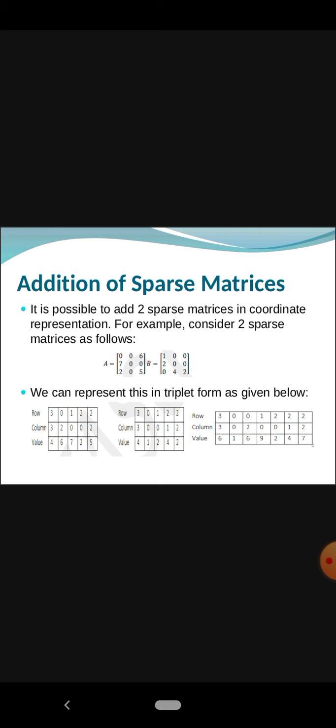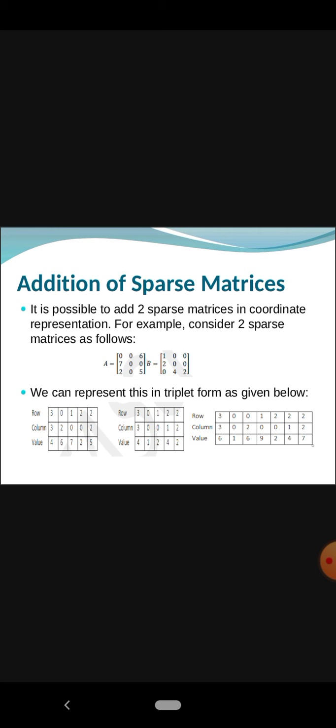So the first non-zero element is 1. Then we can write 0, 0, 1. Next one is 2. 2 is at the first row. So 1, 0, 2. Next non-zero element is 4, which is at the location second row, first column. So we represent it like 2, 1, 4, and next one is 2. 2 is at second row, second column. So 2, 2, 2.